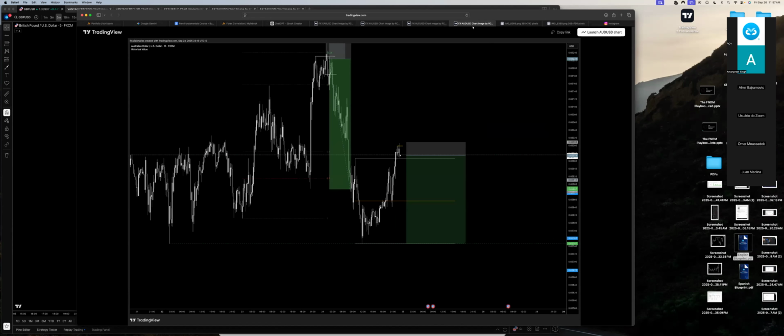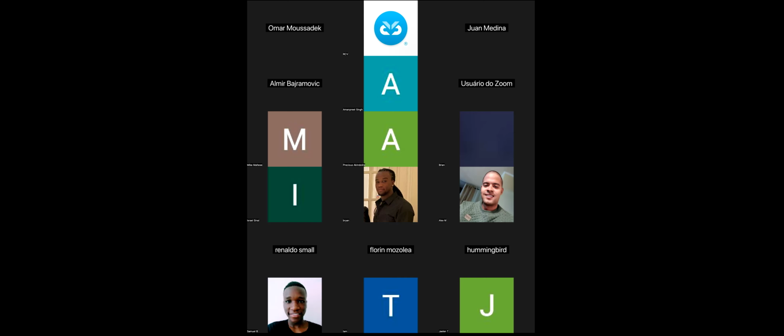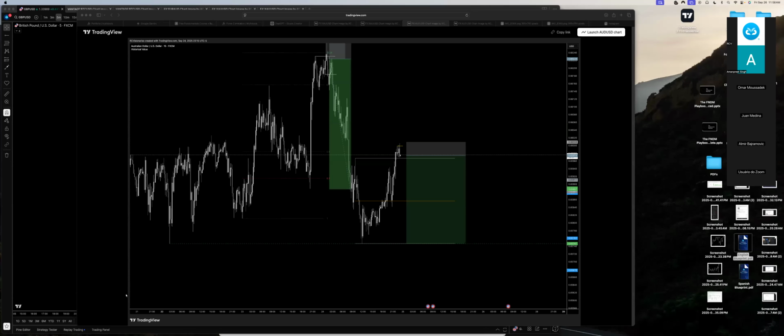Wait, wrong one. So, I was looking at this as a CBOS. Oops, wrong button. Sorry, guys. So I was looking at this as a CBOS. We had a CBOS come into play. We had a bearish engulfing, as we can see here. So I kind of anticipated it to be an implied sweep.